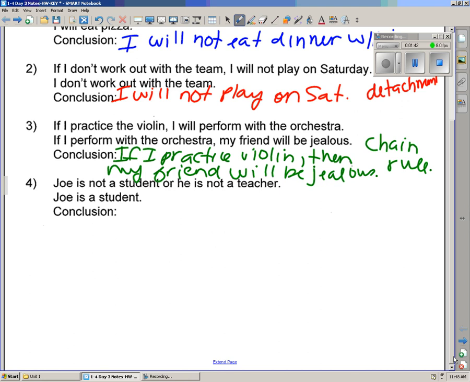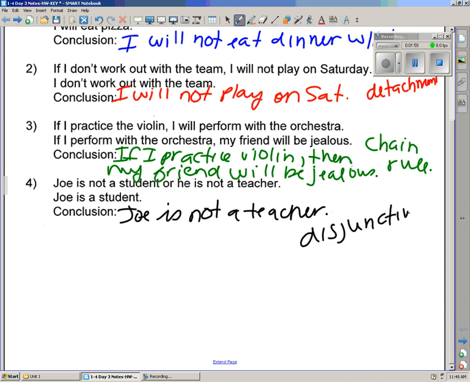And then last, Joe is not a student or he is not a teacher. Joe is a student, therefore Joe is not a teacher. And then this one then becomes a disjunctive inference. So these are the 4 laws of logic that you need to know.